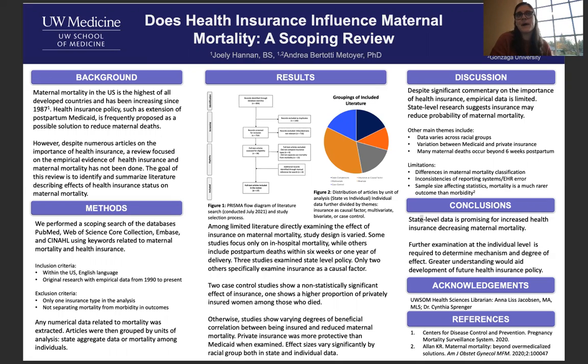Some themes that came out through those as well was that private insurance typically is more protective than Medicaid. This also is probably very multifactorial, but some proposed reasons are care gaps or differences in population amongst those groups. Additionally, the effect size varied significantly by racial group, both within the state and individual data.